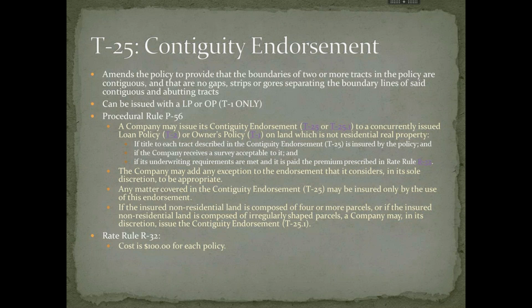Just want you guys to know that this applies to a survey itself. Procedural Rule 56 is really the rule that goes into detail about the contiguity endorsement. And Rate Rule R32 details the cost for this endorsement. It's pretty simply $100 per policy, right? So it doesn't really matter if it's on a loan policy or an owner's policy. It's $100 no matter what.